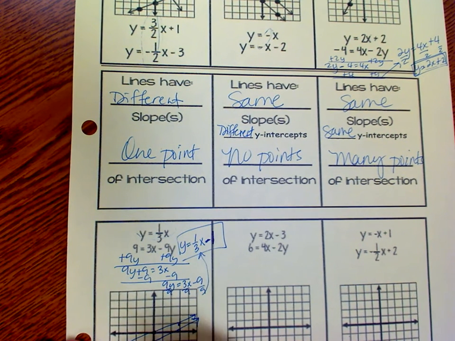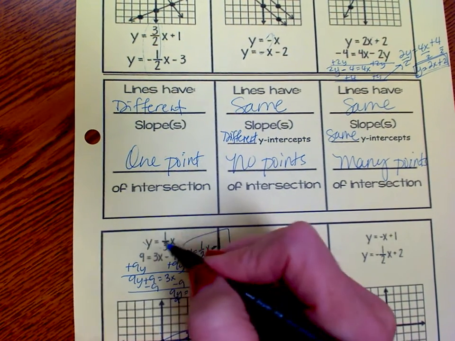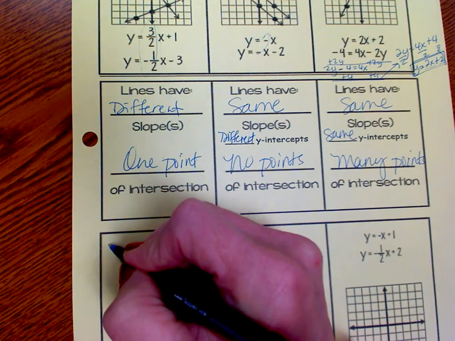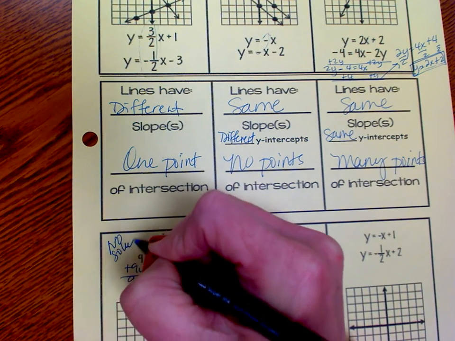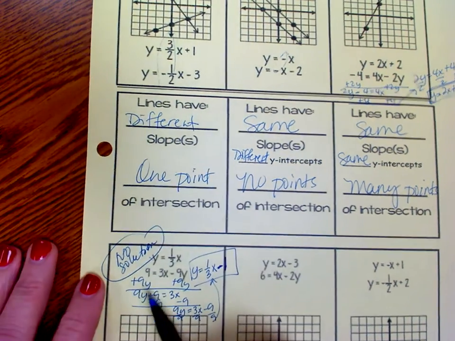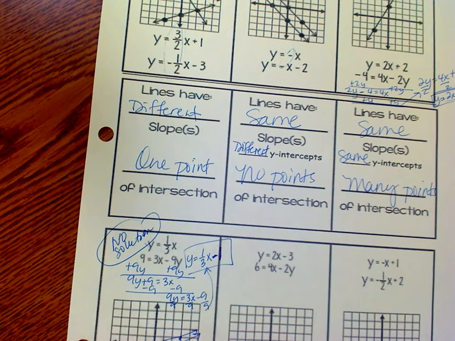You notice that just from the equation, they're supposed to look like parallel lines. So if they're parallel lines, this is the same slope, different y-intercepts. So this is a no solution. That is your solution. Don't write NA, don't write zero. Your answer is no solution. There's no ordered pairs that work in both.